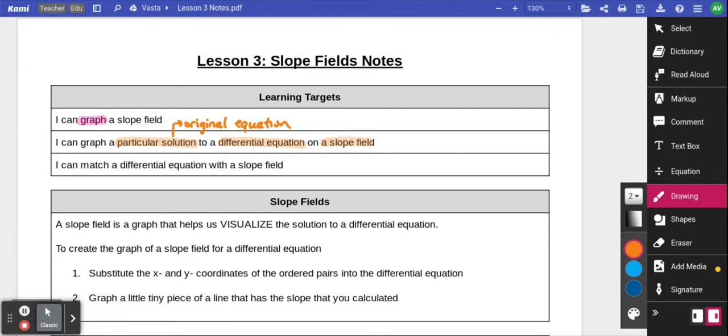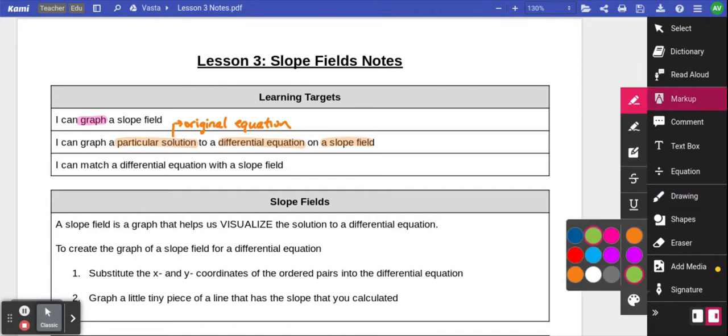The last learning target of today is I can match a differential equation with a slope field. So it's literally going to be all about looking at an equation and seeing if we can find a graph that matches with it. And the graph is going to be one of a slope field, which is the new thing we're learning how to make today.